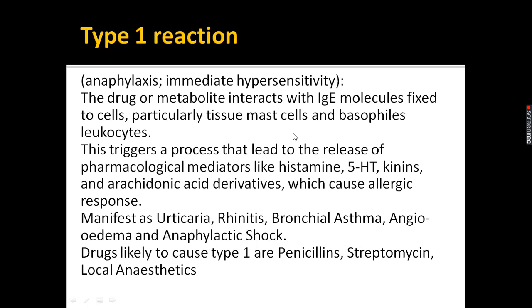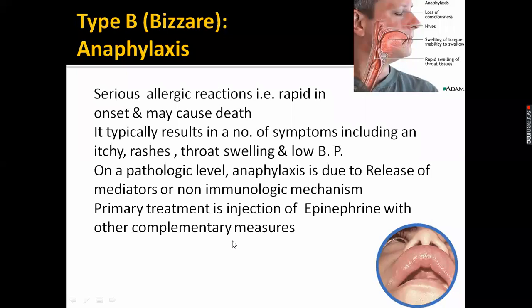As histamine is the primary agent causing this type of reaction, we have the natural antagonist of histamine, that is adrenaline, which is synthesized within the body. But here, to avoid this reaction, we use it externally. So the physiological antagonist of histamine, that is adrenaline, is used in the treatment of these type 1 reactions. The 5-HT, kinins and arachidonic acid derivatives cause all these types of allergic manifestations. Manifestations are in the form of urticaria, rhinitis, bronchial asthma, angioedema, and anaphylactic shock.